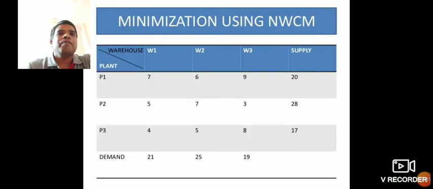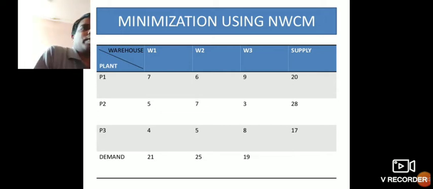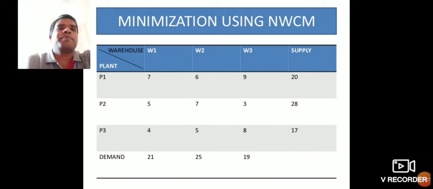This is the first problem, a transportation problem, that you can solve by using the northwest corner cell method. See here, in this problem they are given the warehouse plants. How many warehouse centers are there? W1, W2, W3. These you can call destination centers. And plants P1, P2, P3. These are all, you can call them, sources.